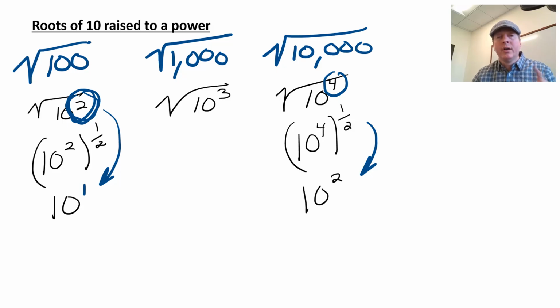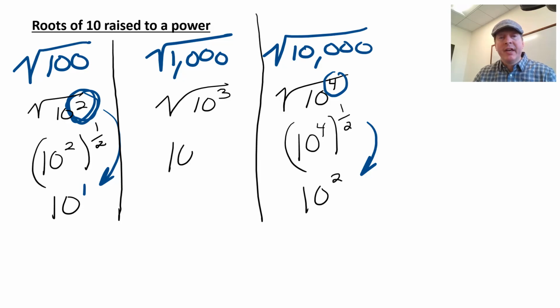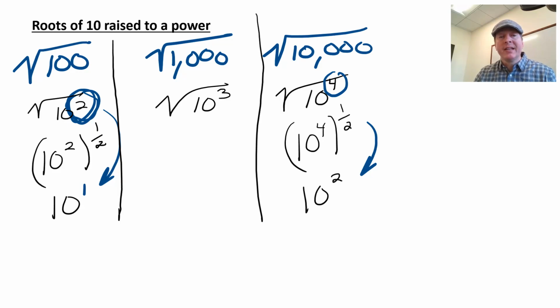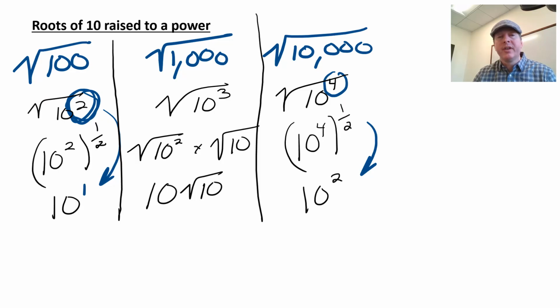Now, that's all well and good, but how about the square root of 10 cubed? Well, if I write this as 10 cubed raised to the power of 1/2, I have 10 to the 3/2, but that's kind of ugly. That doesn't seem to be very helpful. There's another way you want to write it. The square root of 10 cubed is the same thing as the square root of 10 squared times the square root of 10. The square root of 10 squared is simply 10. So it's 10 times the square root of 10.